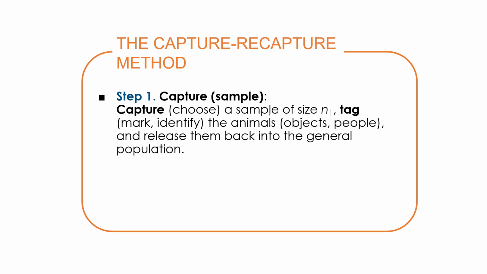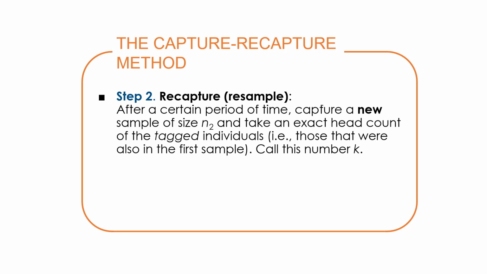Okay, so again, the recapture method two-sample estimation is based on the assumption that both the capture and the recapture samples are representative of the entire population. The proportion of the tagged individuals in the recapture sample is approximately equal to the proportion of the tagged individuals in the population. So the tag to total ratio should be the same. After a period of time, capture a new sample of size N2 and take an exact head count of the tagged.